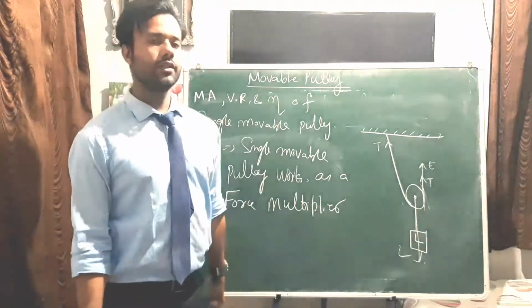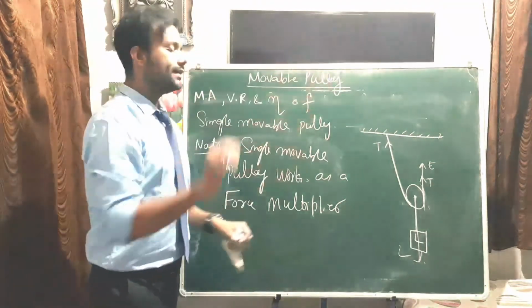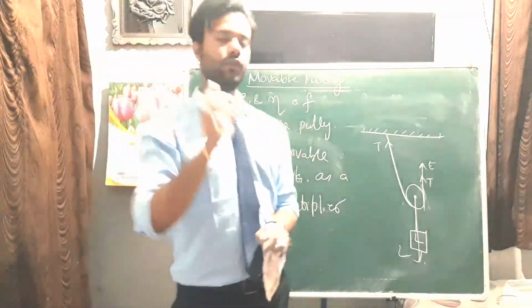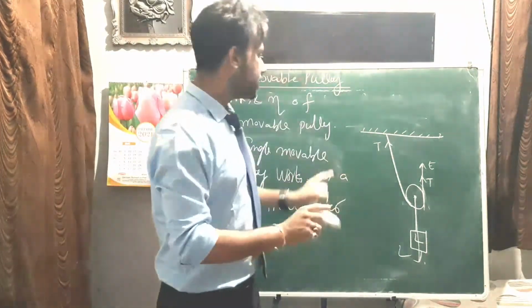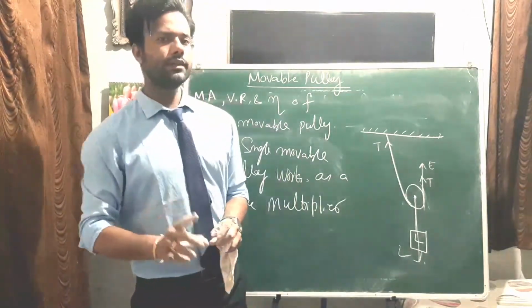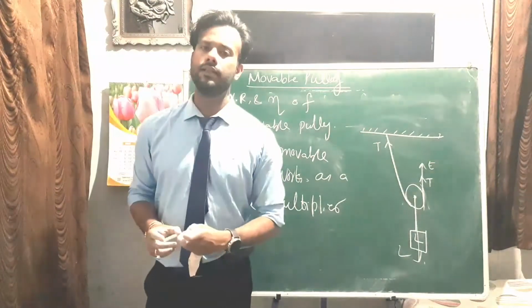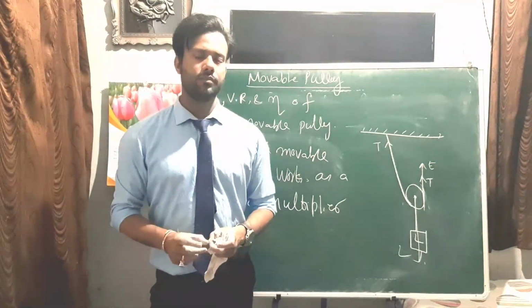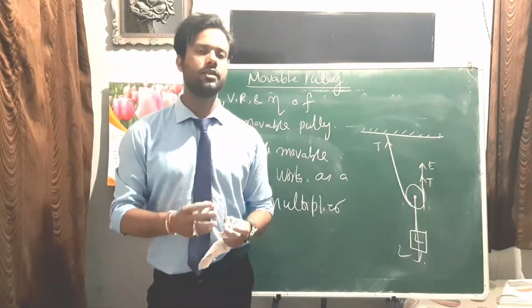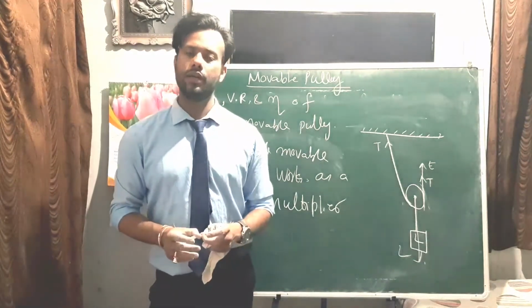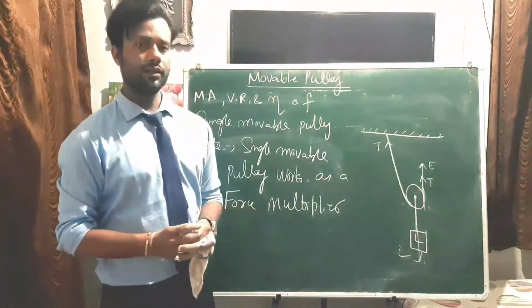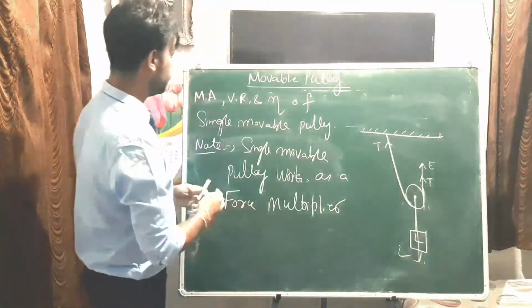Alright, this works as a force multiplier. Let's calculate the velocity ratio of the single movable pulley. What is the velocity ratio? Velocity ratio is basically the distance covered by the effort per unit distance covered by the load, dE upon dL. Now understand, this is a very important concept here.